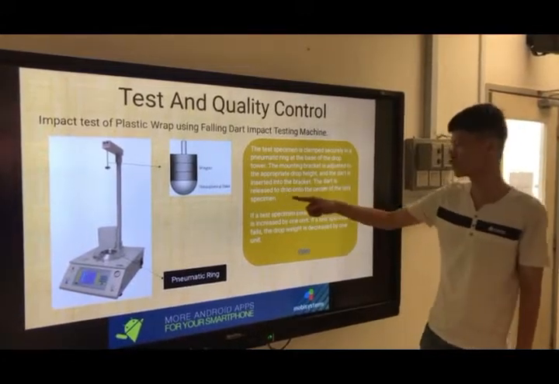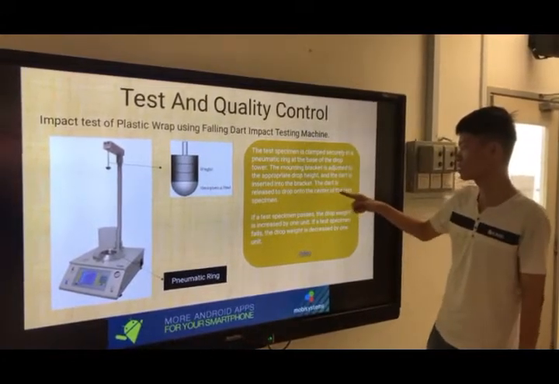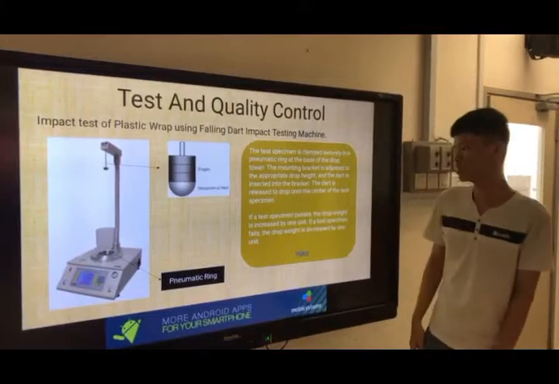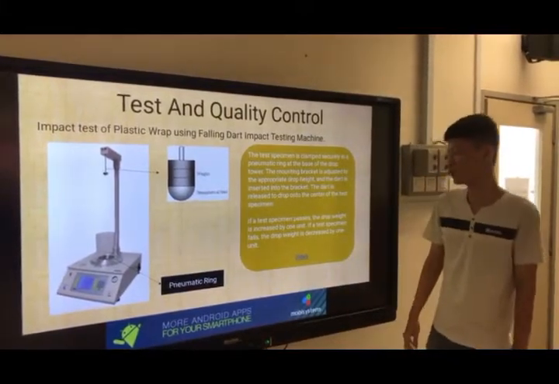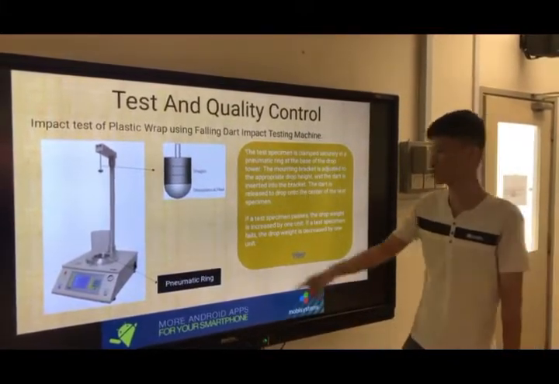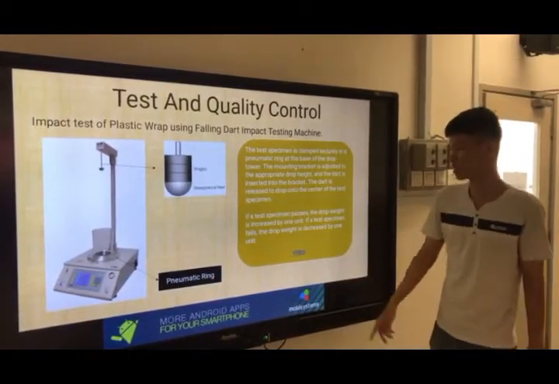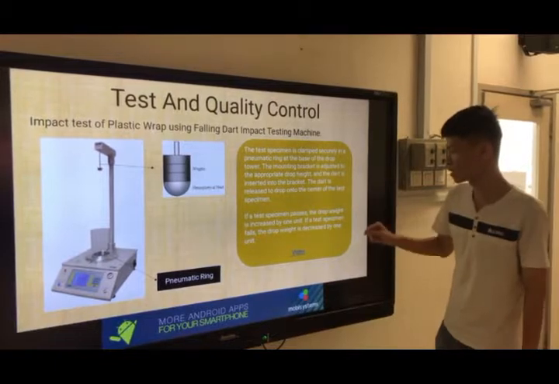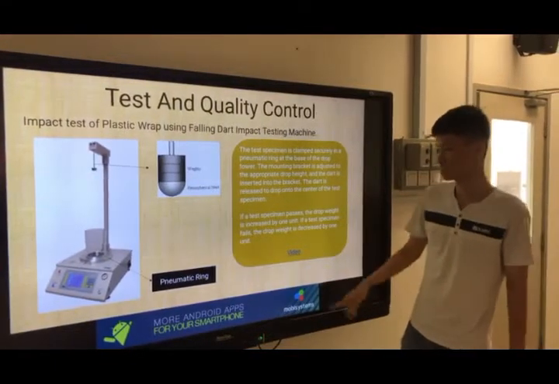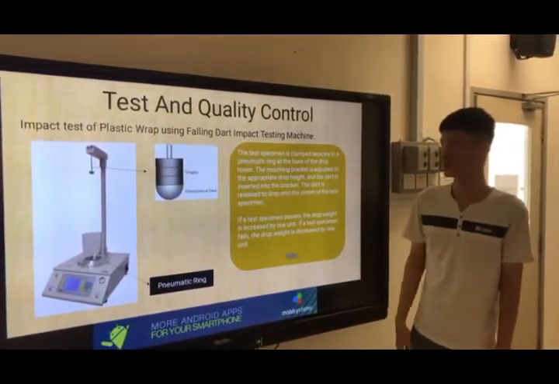The dart is released to drop onto the center of the test specimen. If the test specimen passes, the drop weight will increase by 1 unit. If the test specimen fails, the drop weight will decrease by 1 unit. This is the video for this test.